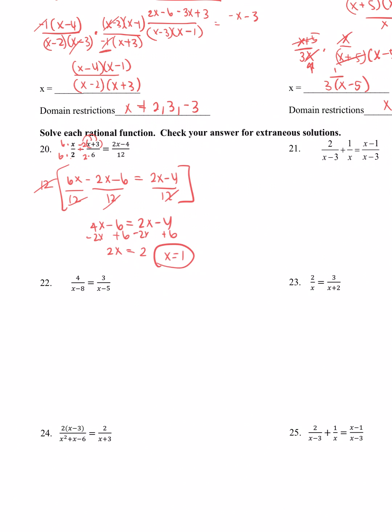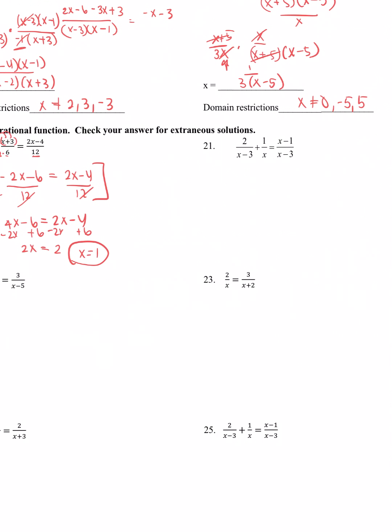And that's not an extraneous solution. I don't have any because there's no variable in the denominator. But my next one, I do have possible extraneous solutions because x cannot be equal to 3 or 0. You can see that from the beginning. So if I get one of those answers, I have to cross it off. That would be an extraneous solution.